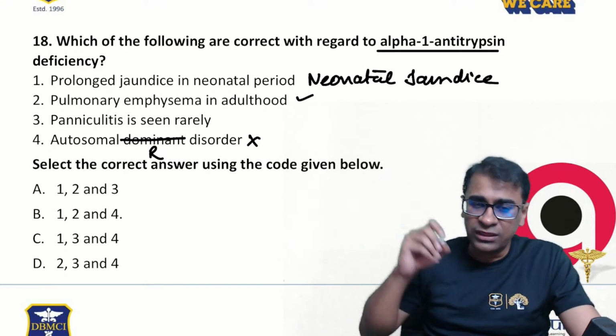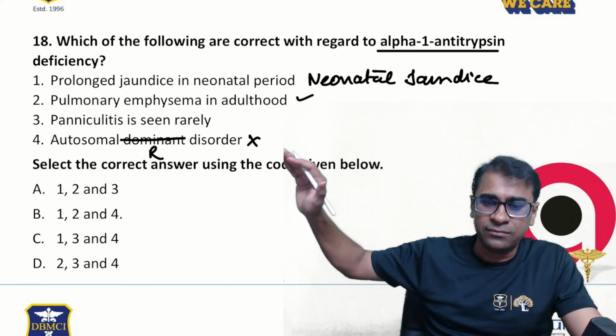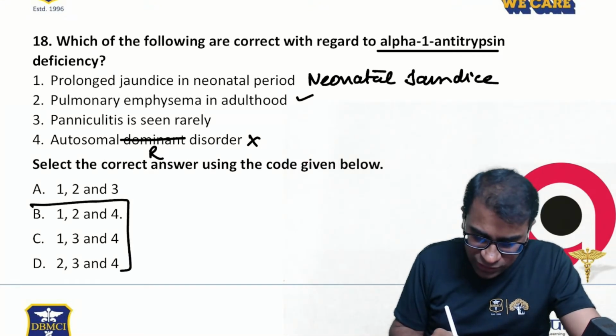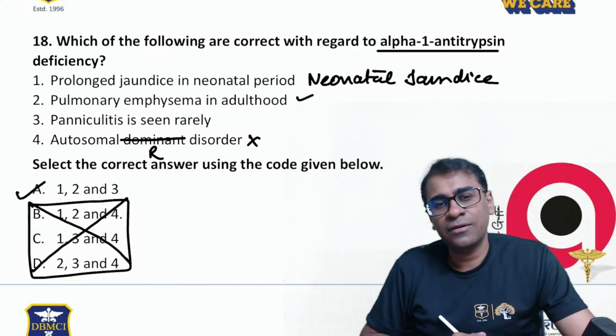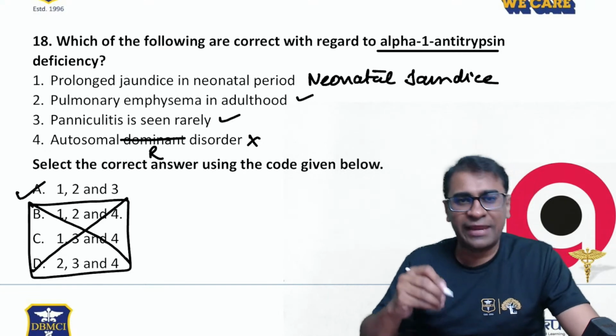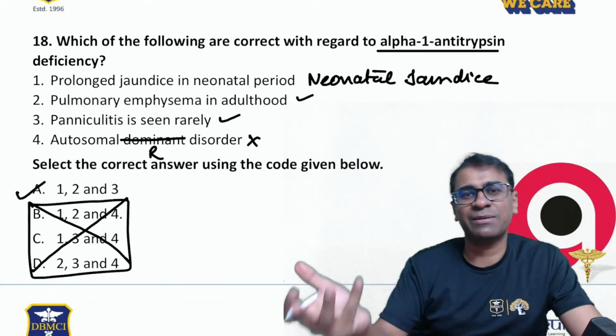Okay, so now look at the options here. It cannot be D, right? So it cannot be D. So this is gone. What is left as the answer? A. So even if you don't know whether it causes panniculitis or not, you should answer that this should cause panniculitis, because it cannot be D. This is how you must simply solve the question.